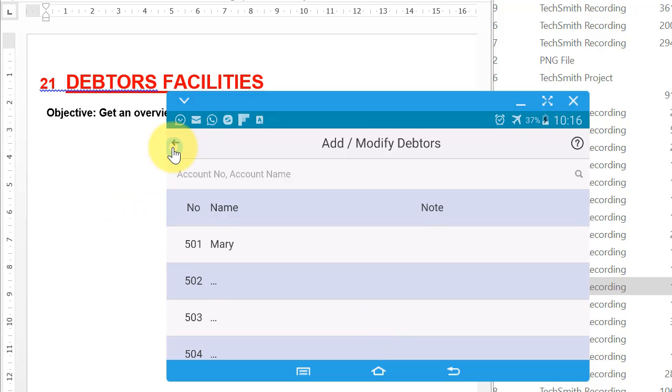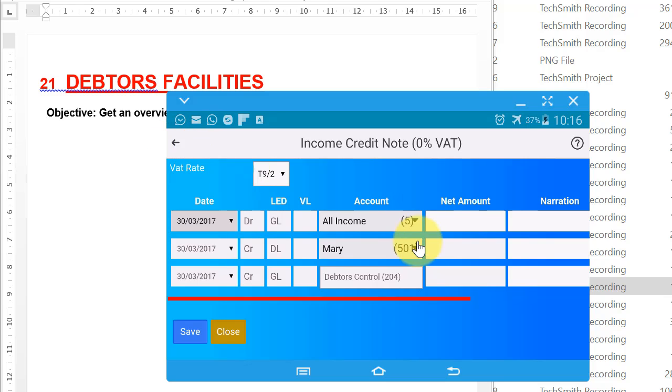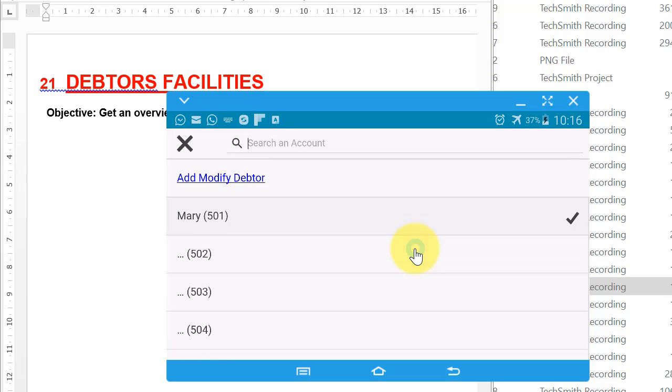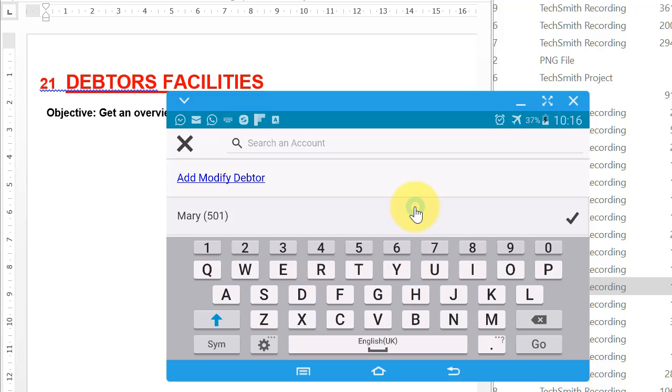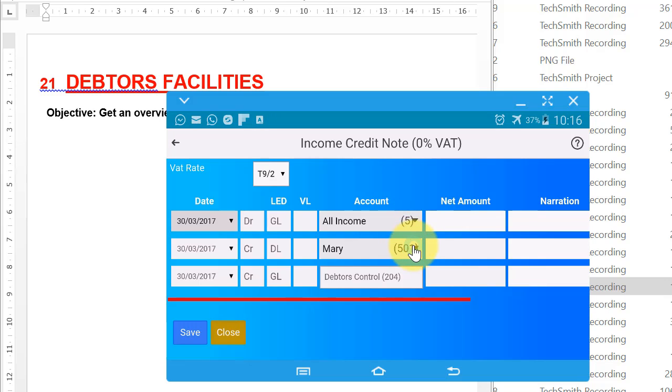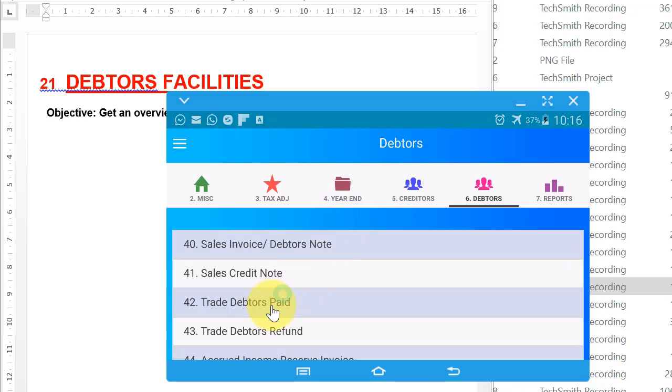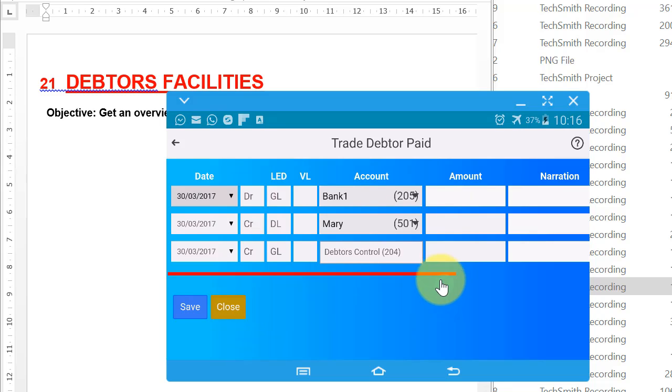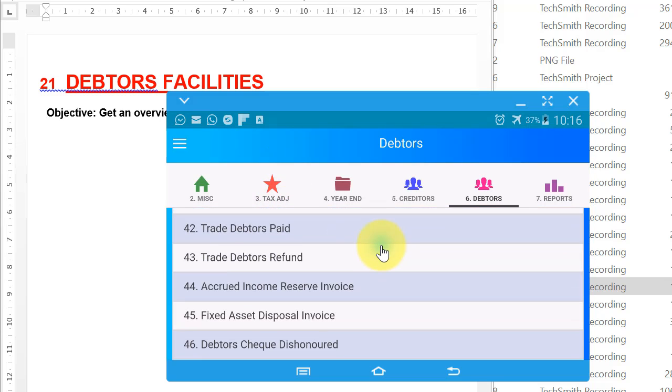And when we go back to our recording form, the name Mary now appears on the list, and it's the only name on the list, so we can't see all the other debtors. So this is the credit note form. And then below that, we have got a form for recording a trade debtor payment. When a trade debtor paid, this is the form to use. Below that, we look at a trade debtor refund.